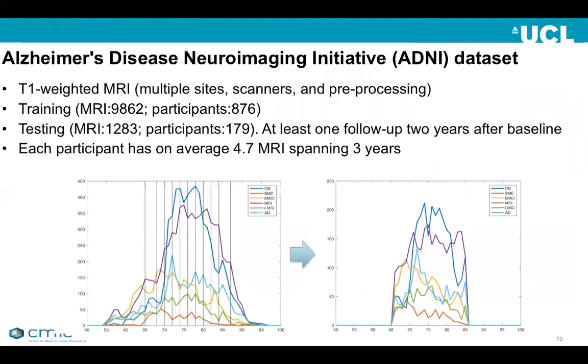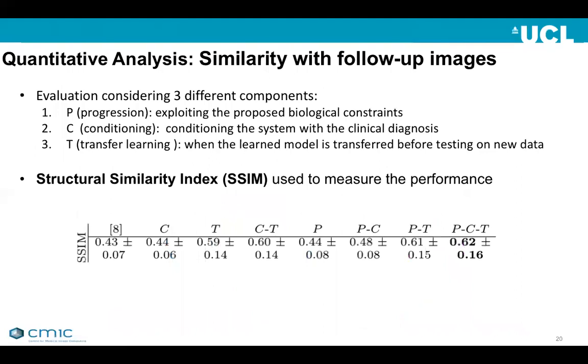To validate our framework, we use ADNI. Specifically, we use T1 weighted MRI. We use around 90,000 MRI images from 876 participants, and for the test, around 1,000 images from 179 participants. Each participant has an average of 4.7 MRIs spanning 3 years.